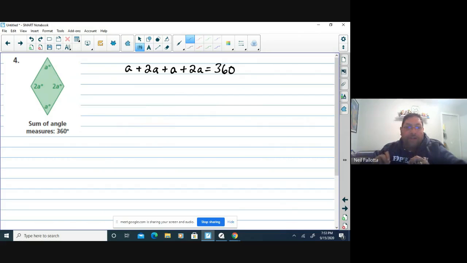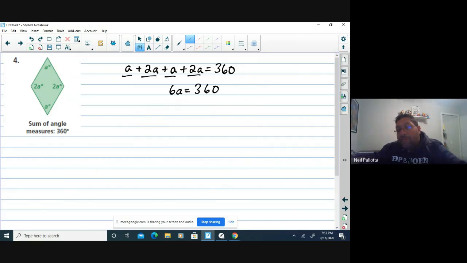So first we write our equation. Then we combine our like terms. We have 1A plus 2A plus 1A plus 2A. So 1A and 2A is 3A, plus another 1A is 4A, plus 2A's is 6A's. So we have 6A is equal to 360.